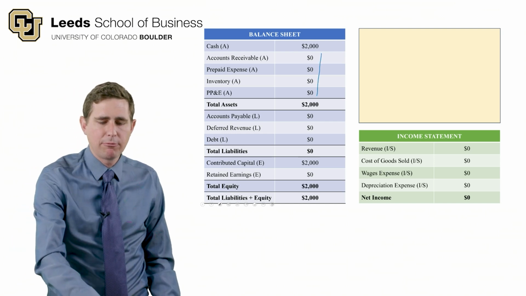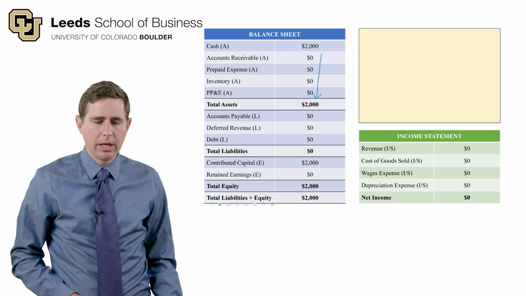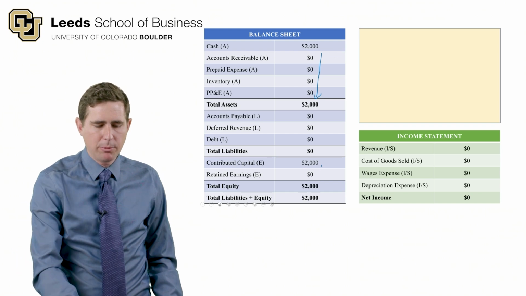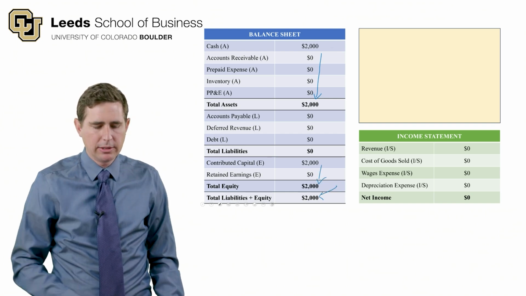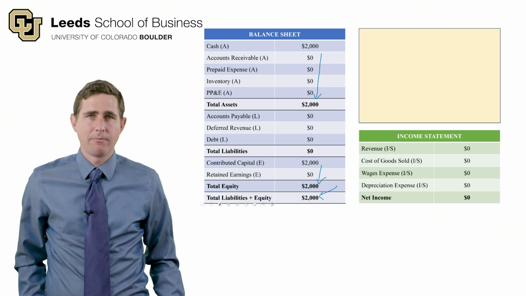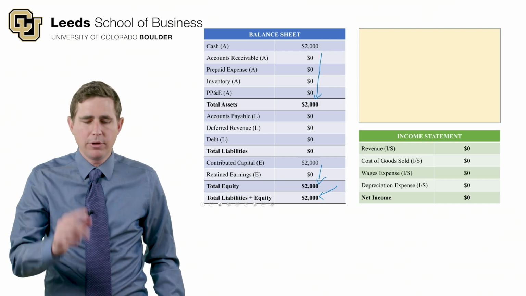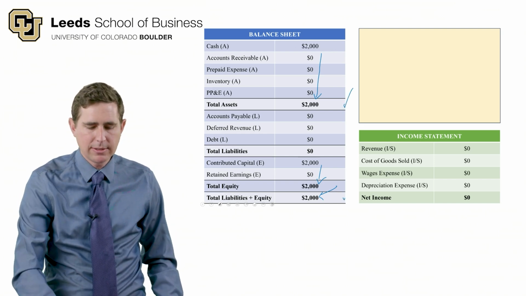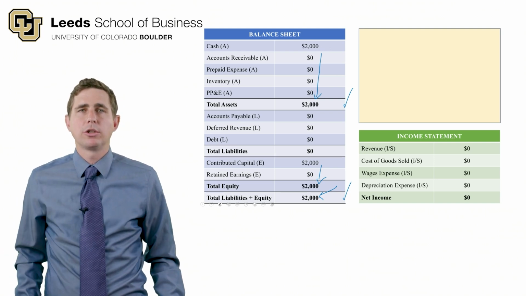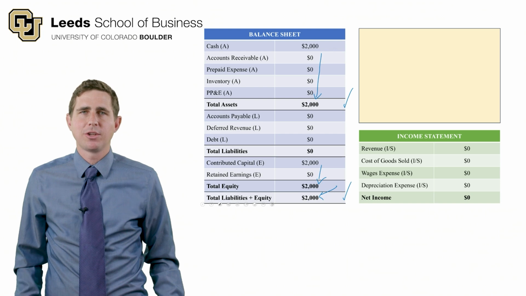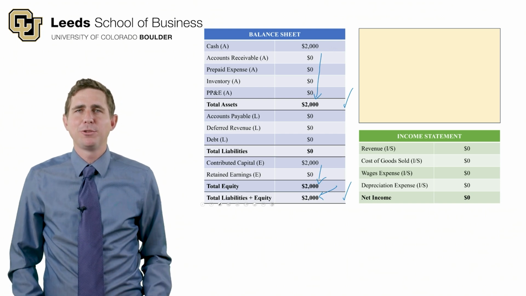You can see this has been reflected in total assets, the cash has, and then the contributed capital has been reflected in total equity, and total equity is reflected in total liabilities plus equity. And the check we want to do after every transaction, we have to make sure total assets equals total liabilities plus equity. And it does, so we did a good job on this first transaction. Let's go to transaction number 2.